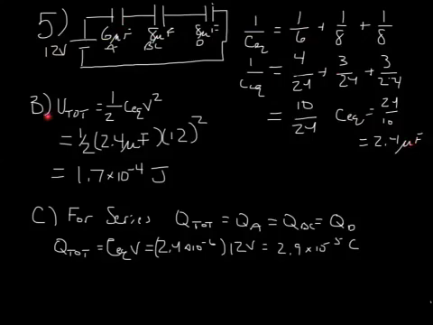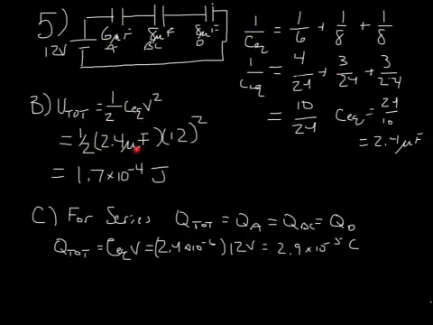Next, we're going to find our total energy stored in our circuit here. To do that, we just use the potential energy equals 1/2 C equivalent times the voltage squared. We just found the equivalent capacitance to be 2.4 microfarads. So U total equals 1/2 times 2.4 microfarads times 12 squared, and that's just going to be 1.7 times 10 to the minus 4th joules. Remember that microfarad is times 10 to the minus 6th.